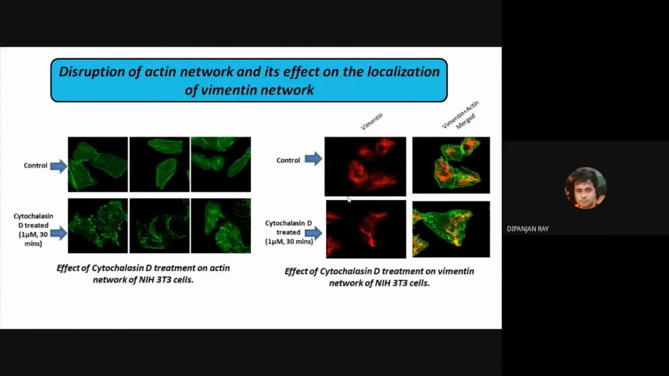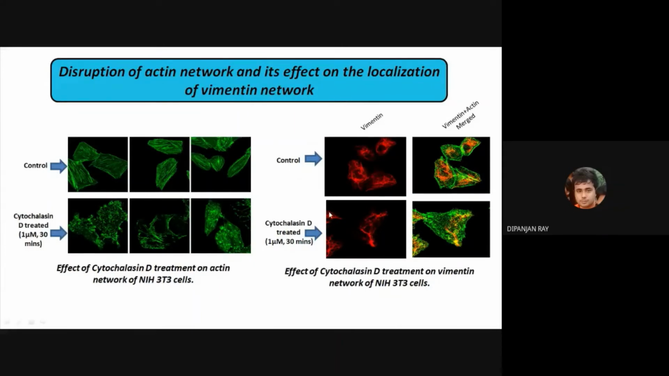Next, I wanted to investigate what happens when we disrupt the cytoskeletal filaments. Here I disrupted the actin filament with the help of cytochalasin D, which is a very well-known and potent disruptor of actin filament. By treating with cytochalasin D, we can see that the stress fibers have disappeared completely, and instead of any kind of actin filaments, we can see some very short clusters. This is very well visible from the images. I also wanted to investigate what the effect of actin disruption is on the vimentin network.